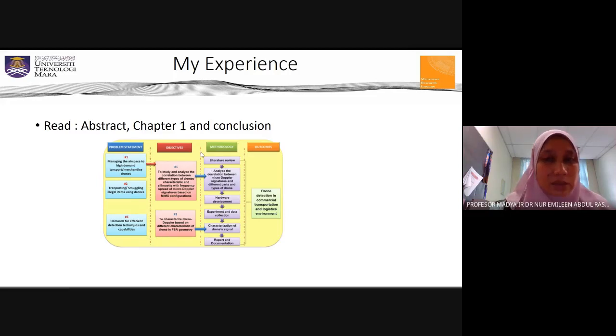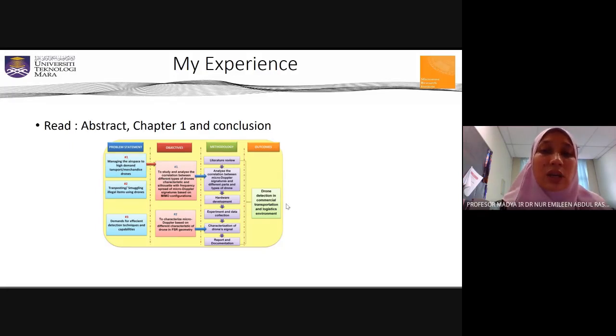Then saya akan draft balik pula dia punya metodologi. Sebab dekat abstract tu ada metodologi, dekat conclusion pun dia akan cerita pasal metodologi tu juga sikit-sikit. So from metodologi ni saya akan buat balik flowchart dia. Saya tengok whether this metodologi tu map tak dengan objektif dia.